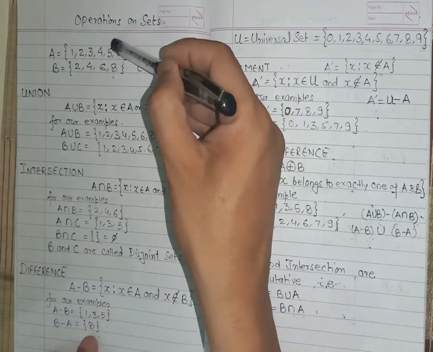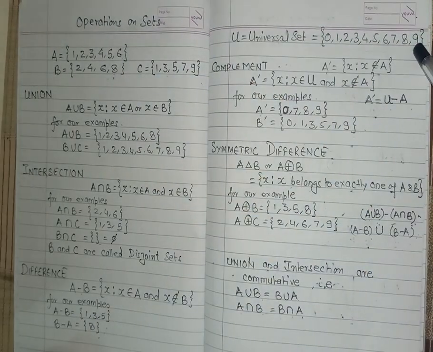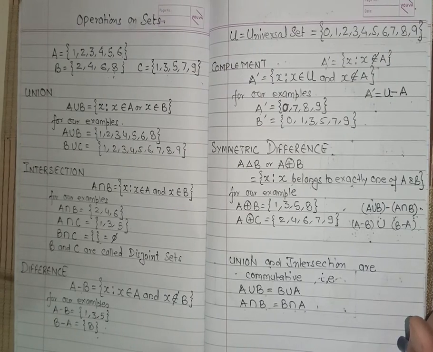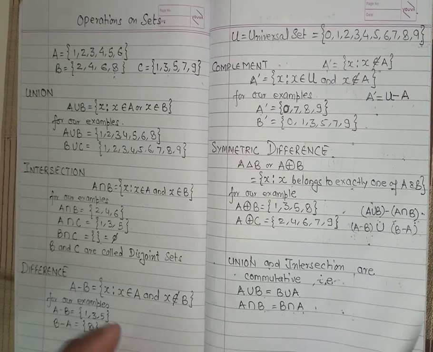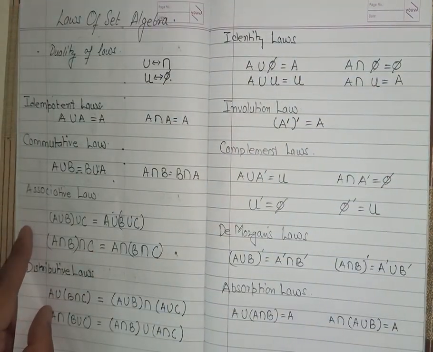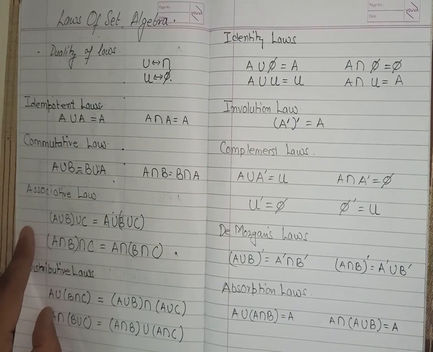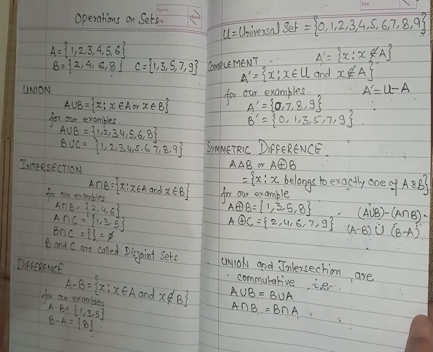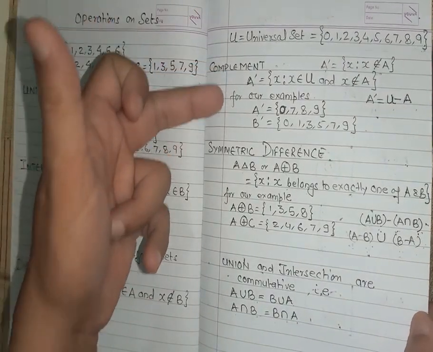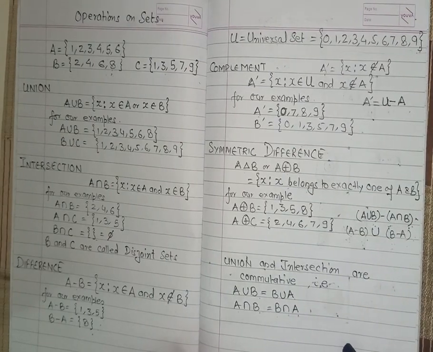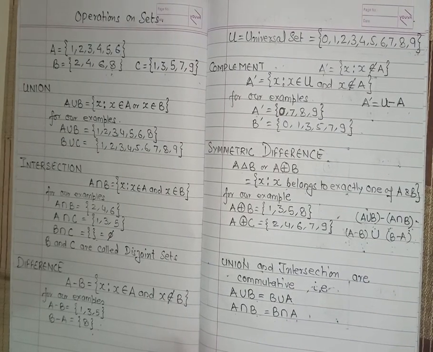I have taken 3 sets A, B, C, and I have defined a universal set over here. I suggest you yourself define certain example sets like this, and then you try to verify these laws by using those example sets. Right? And you can verify the various operations: union operation, intersection operation, difference operation, complement operation, symmetric difference operation. You can verify all these operations by using your own example sets.